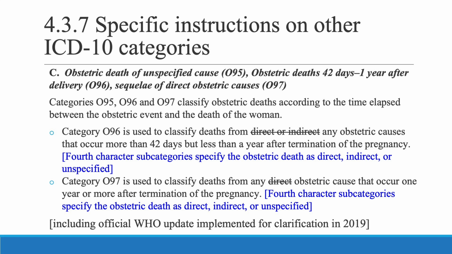Similarly, you'll notice it says category O96 is to be used to classify deaths from direct or indirect is struck out because O96 is for any obstetric causes occurring more than 42 days but less than a year after termination. And the newer 4-character subcategories specify that cause as direct, indirect, or unspecified. Similarly, O97 is used to classify deaths from any obstetric cause, no longer specified as direct, that occur 1 year or more after the termination of pregnancy. And that's because now there are 4-character subcategories that specify the obstetric death as direct, indirect, or unspecified.